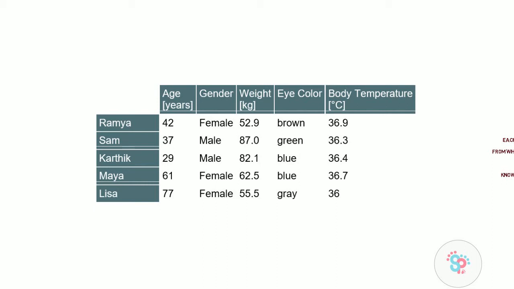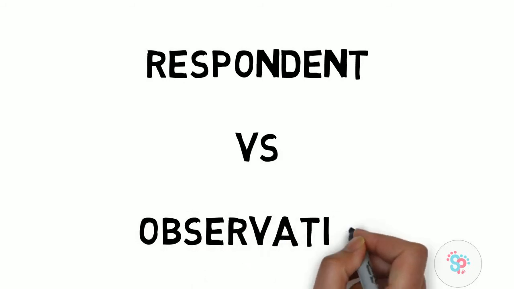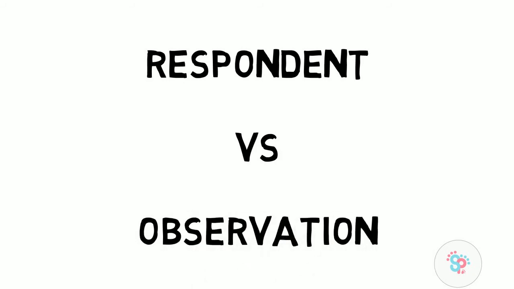Some genius among the listeners may have a question that, then what's the difference between respondent and observation? Respondent can only be a person. Only a person can respond to your questions. But observation can also be an object or an element. That's the difference between respondent and observation. Okay, back to the point.